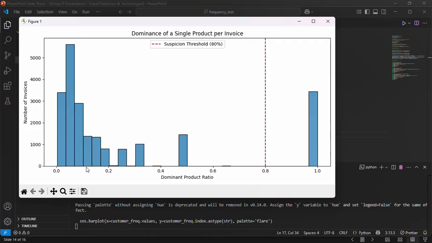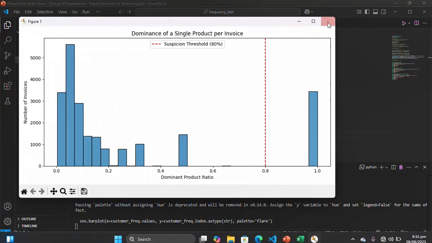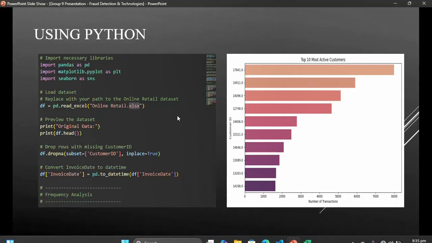You can see that while most invoices have a balanced mix of products, there is a clear spike near the 1.0 mark. Why? Because it indicates a number of invoices where one item dominates the entire purchase. This can raise a red flag for possible fraud, automation, or abnormal ordering behavior, right? So this is what we actually did with our Python code. Let me just go back to our slides.